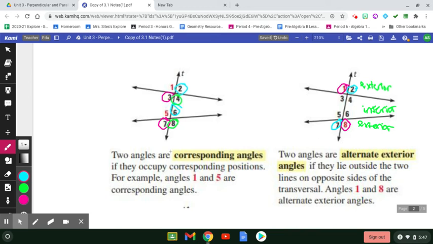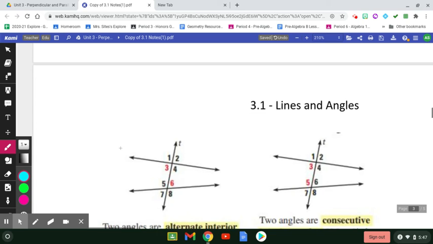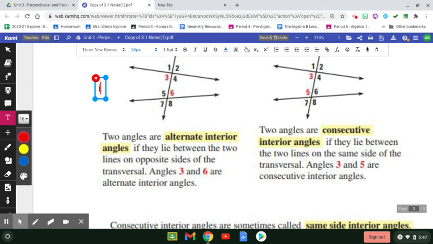So let's keep going with our definitions. Okay, I see the word alternate popping up again. So alternate means on opposite sides. Interior means on the inside portion. So I'm going to write that down again. So interior is on the inside. Exterior is on the outside. And exterior is on the outside here.